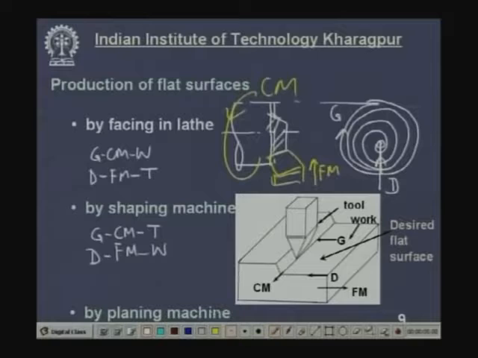Now, come to planing machine. Planing machine is very similar to shaping machine, the only difference being so far as generatrix and directrix are concerned.